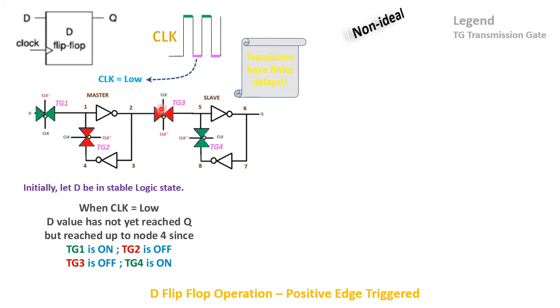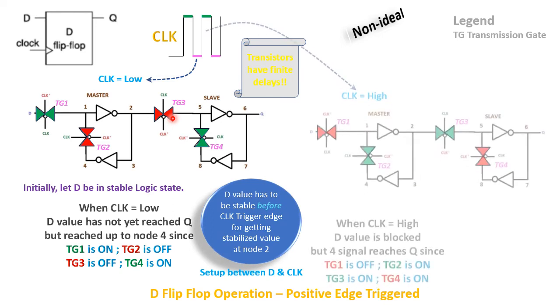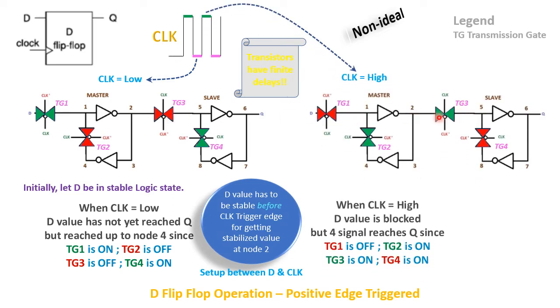Now at this point, when the clock transitions to high, this is the positive triggering, so this transmission gate is going to be opened. At this stage, when the gate is to be opened, the data at node 2 has to be stable before the gate is turned on. Now it is blocked, now it is going to be on. So before that, the data has to be stable here. That is what we are mentioning, that is the setup time.